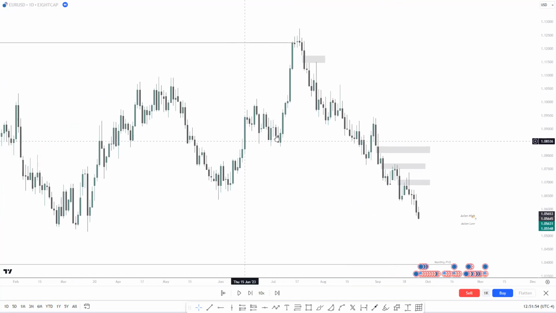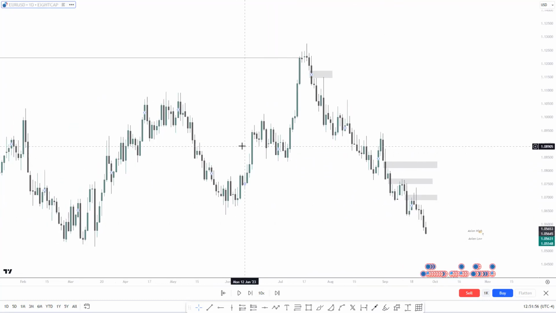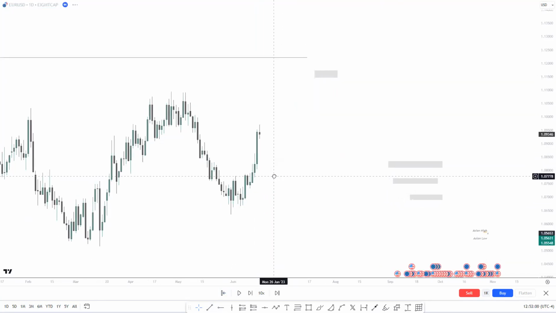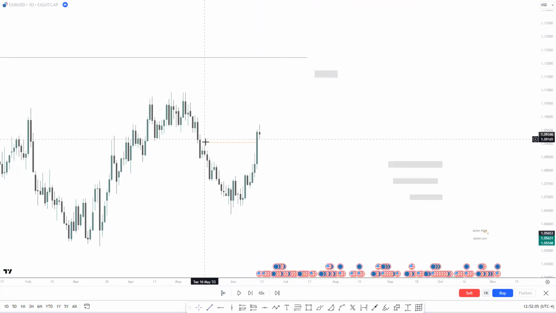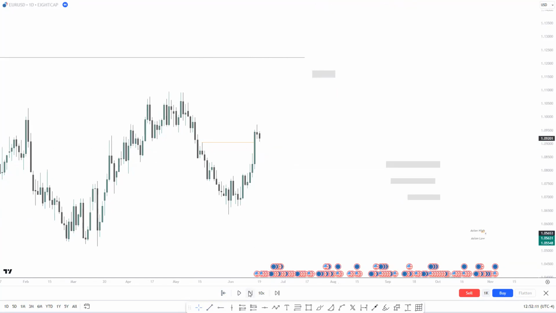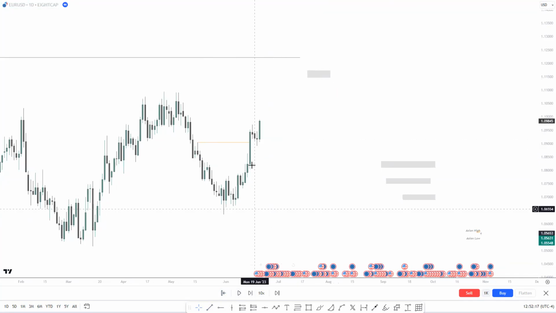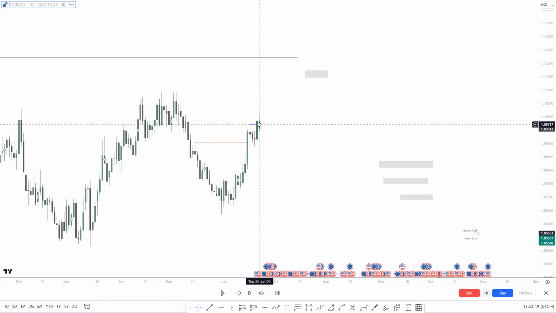Now let's have a look at this price action right here. So price is going up, right? Now you can see that price takes out this high right here. So this is external range. So now we can anticipate that the market might go into the internal range liquidity. So now you can see that price gets into the internal range. After that, it goes into the external range liquidity.